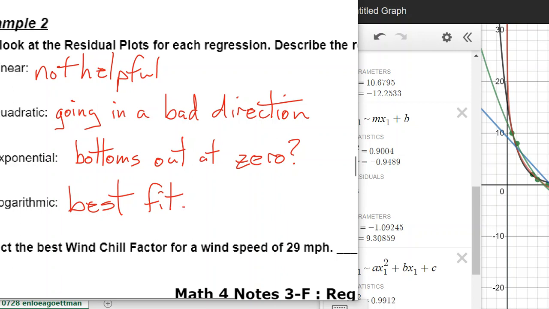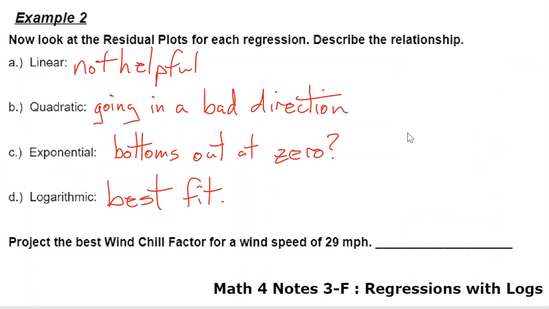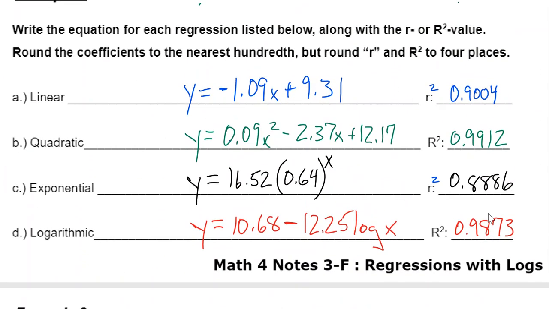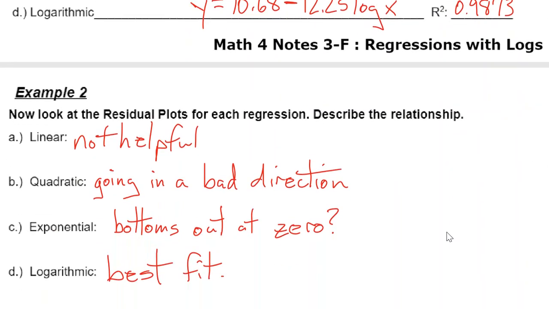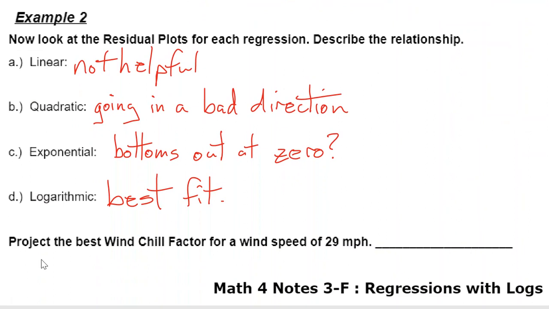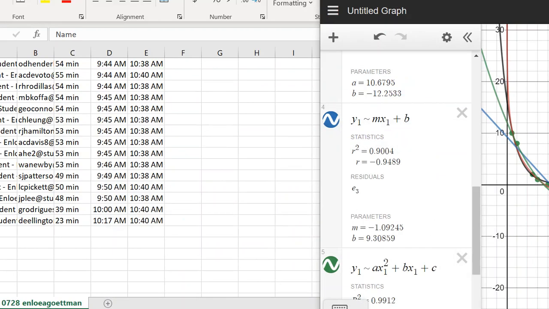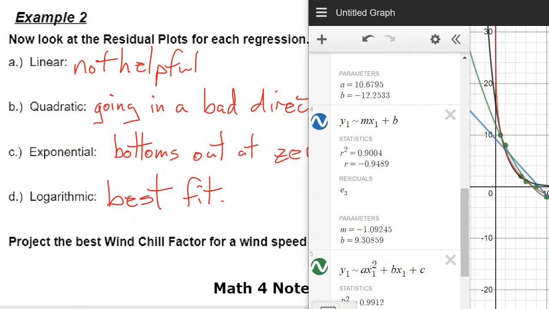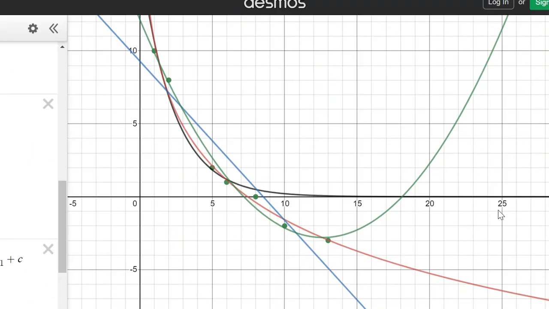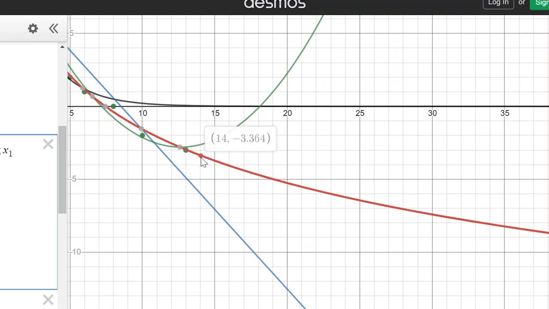Now, I would remind you of our r² values, that even though quadratic was best, logarithm was right behind it, 99 versus 98.7. So the logarithm was not too far behind it. So when we want to project the best wind chill factor for wind speed of 29, that's where we're going to go back to our graph. And this time we're going to follow the logarithm until it reaches x is 29, which is going to be right about there.